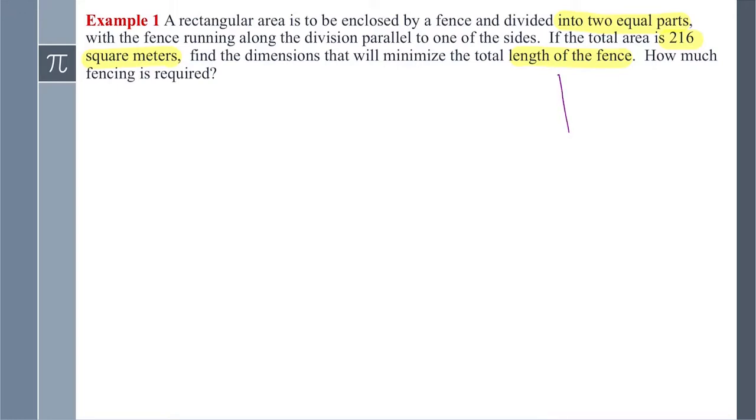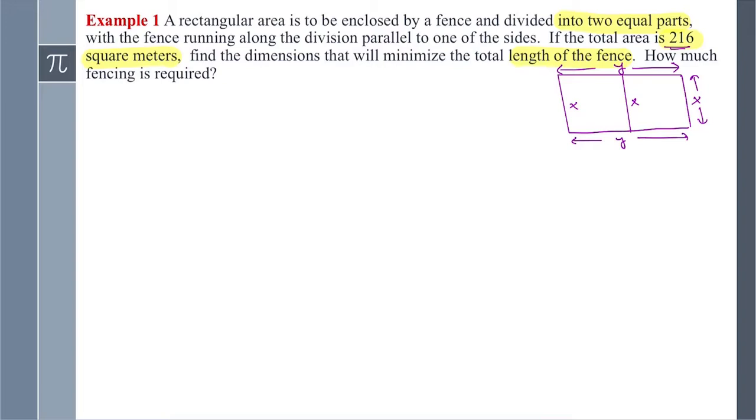So let's go ahead and draw that. Let's say this is the rectangular area, and then it is divided into two parts. So I'm going to divide that into two parts. Let's say this length from here to here is y, and then let's say this length here is x. So if that is x, this is also x, this is also x, and this is also y. Now let's see what is given. We are given the area of that rectangle.